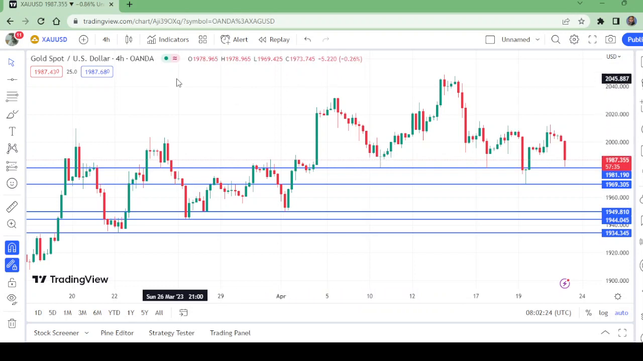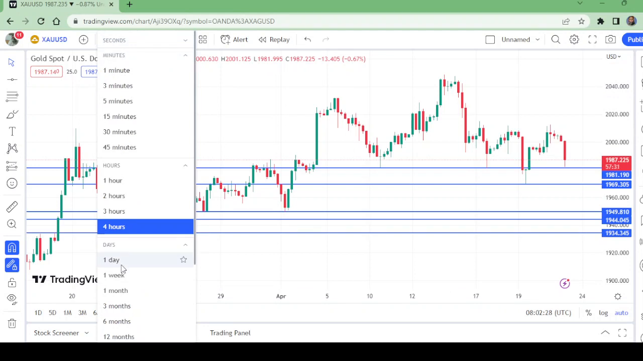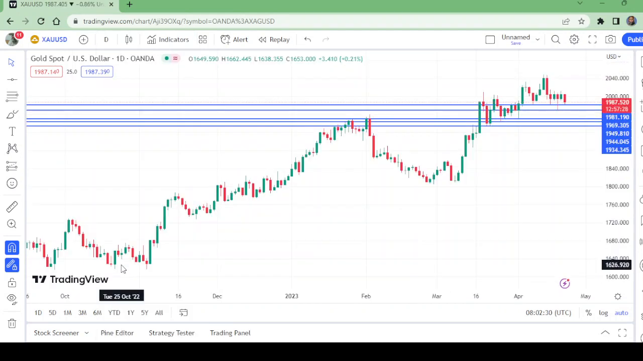Now this is the 4-hour time frame. Now let us watch the other time frames also. This is the daily time frame. Watch here how the gold market is doing after the last how many days? One, two, three, four, five. This is the fifth day.